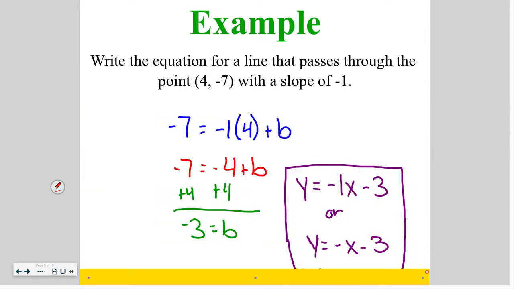Plugging in -7 for y and 4 for x with a slope of -1, you end up adding 4 to both sides, getting an answer of b is equal to -3. You have a couple options here. You could say y is equal to -1x minus 3, or y is simply equal to -x minus 3. You don't need the 1 in the equation.